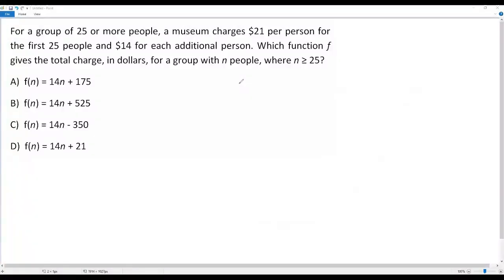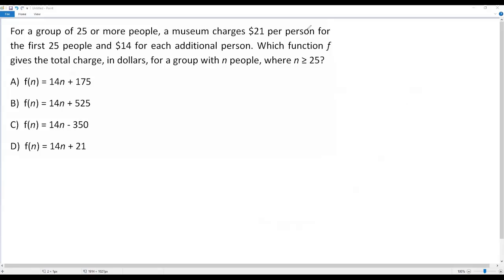Here we have a SAT math problem. Okay, let's go to the question. For a group of 25 or more people, a museum charges $21 per person for the first 25 people and $14 for each additional person. Which function f gives a total charge in dollars for a group with n people, where n is greater than or equal to 25?